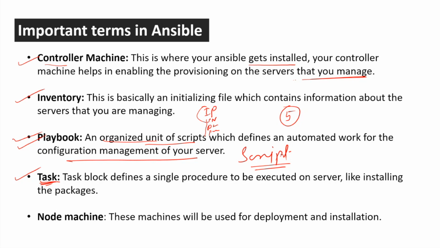Suppose we want to install something, we want to copy a file, we want to delete something. Those things will be written in each task, a single block, and those blocks are called nothing but the task, right? So the same thing in Jenkins, what do we call it? In Jenkins, what do we say on all this?